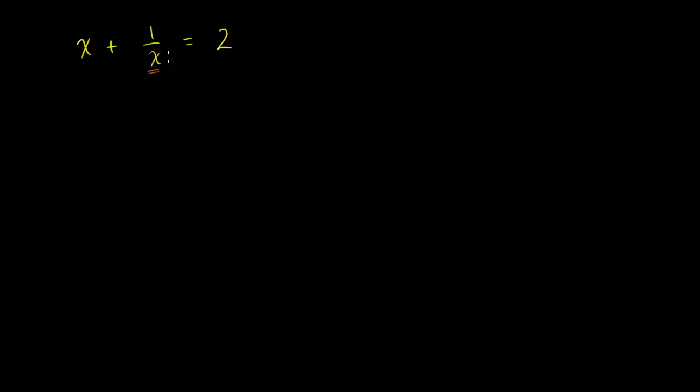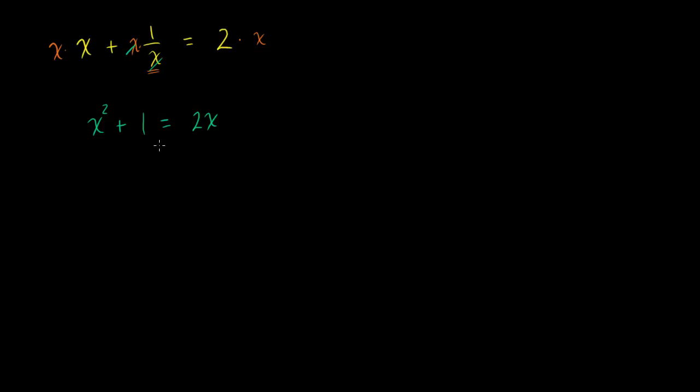So we have to multiply every term by that. You can't just multiply one term. So multiply this term times x, this term times x, and then the 2 times x. We're just multiplying both sides of this equation by this denominator. So what do we get? We get x times x is x squared plus x times 1 over x is just 1. The x's cancel out. And then that's going to be equal to 2x.